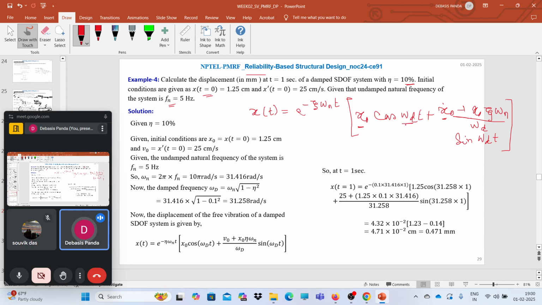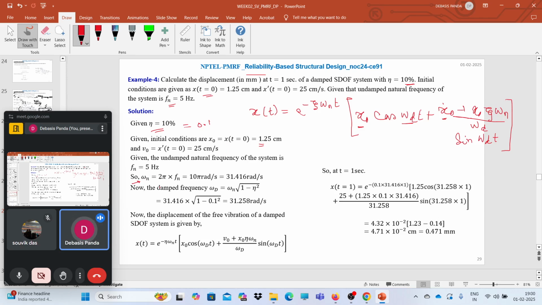So we have already covered the concept of circular and cyclic frequency. Just go back and see the previous slide, you will get it. So the damping ratio 10%, that means 0.1. Initial condition x naught 1.25 centimeter, the initial velocity 25 centimeter per second. We have the frequency, so we need to convert it into a circular frequency.